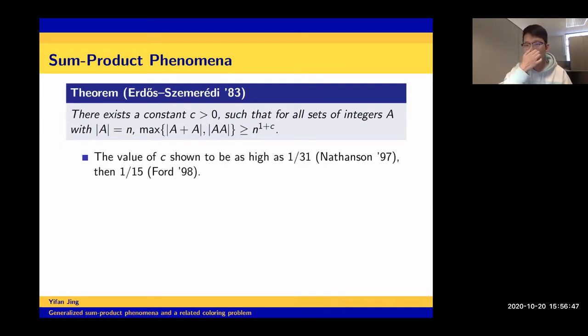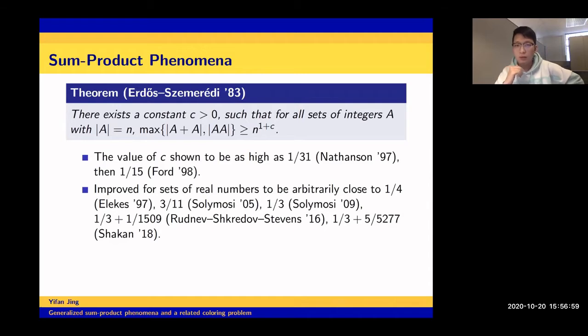So in 97, Nathanson proved we can choose c to be 1 over 31. And then it was improved by Kevin Ford, we can take 1 over 15 in 98. And later, there are a lot of improvements starting with Elekes. He used the Szemerédi–Trotter theorem to prove some product estimates. So he proved we can take c to be 1 over 4. And then later improved by Solymosi to 3 over 11.